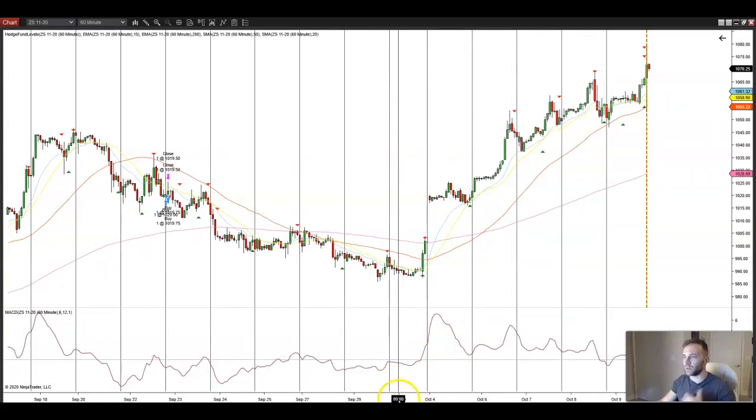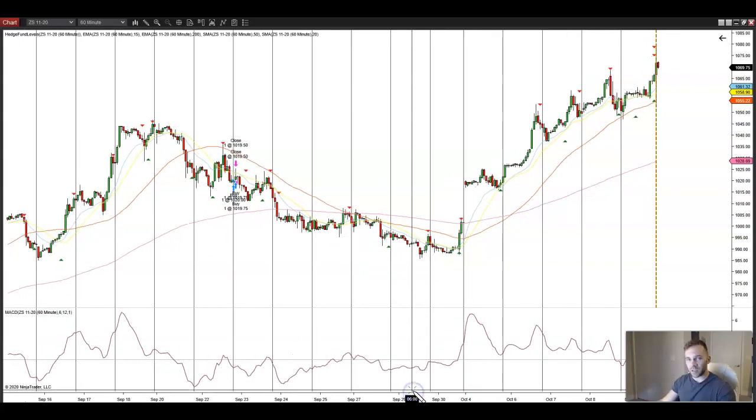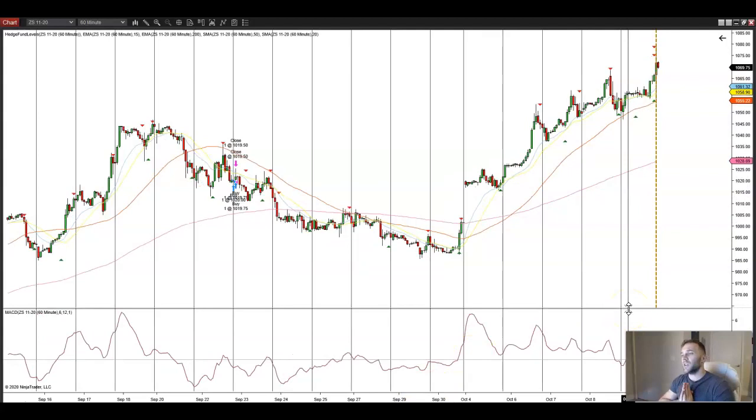So in case you're ever wondering why it's printing here or there, that's what that means. Now let's get to the good stuff: how to look for entries using the hedge fund levels. When I look to take long entries, what you want to be looking for is falling reds. That means you're waiting to see if the price ever breaks through the falling red trend line and pushes to the upside.